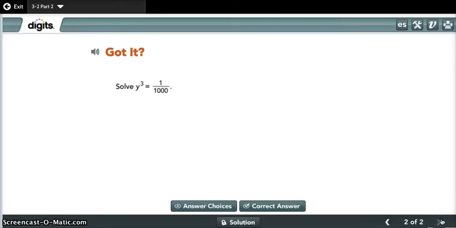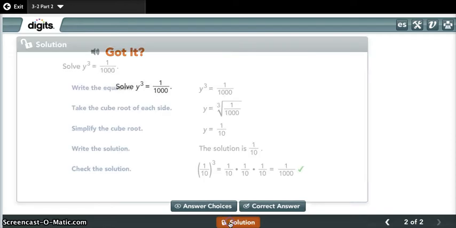Your turn to try it. Oh, this one's super simple. y to the 3rd equals 1/1000. See if you can try this one. If you're ready, I'll pull up the solution. If not, go ahead and pause that video.